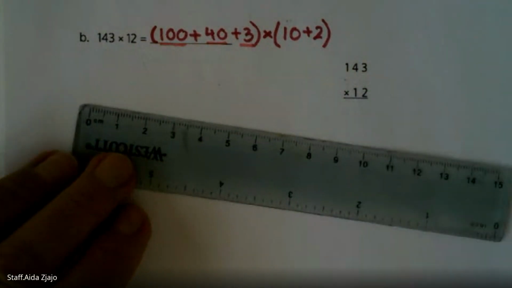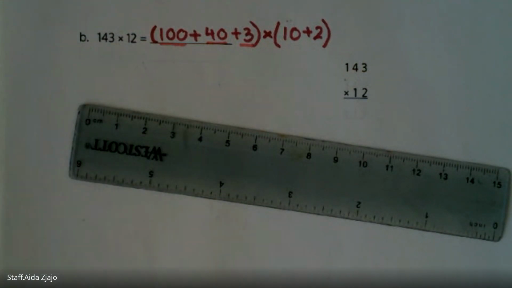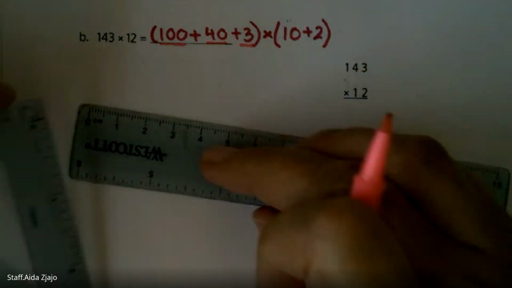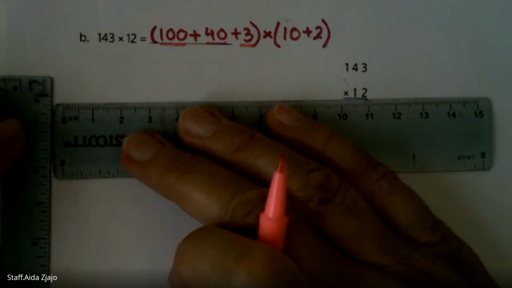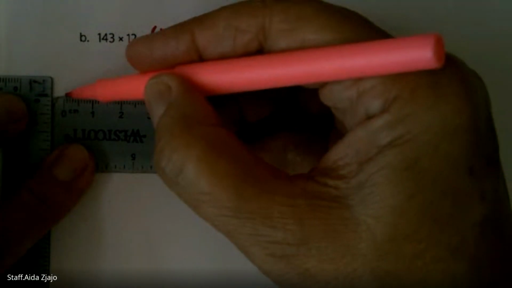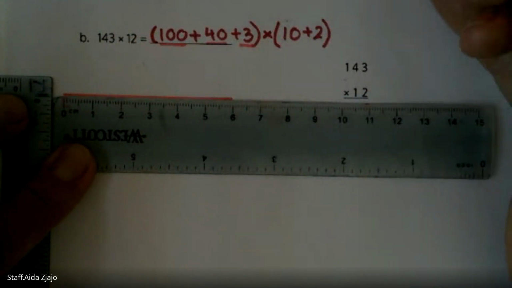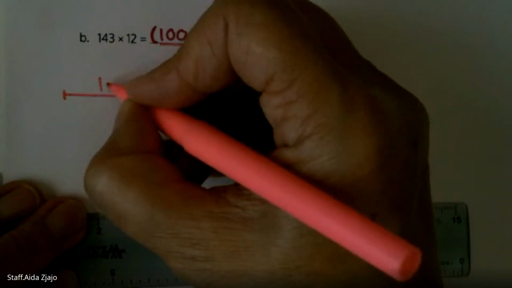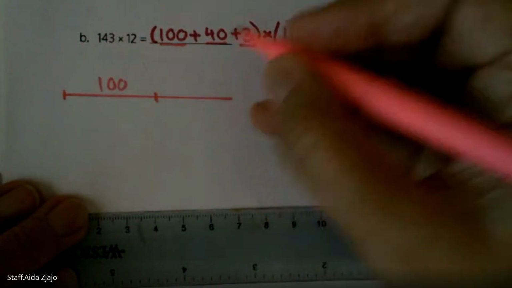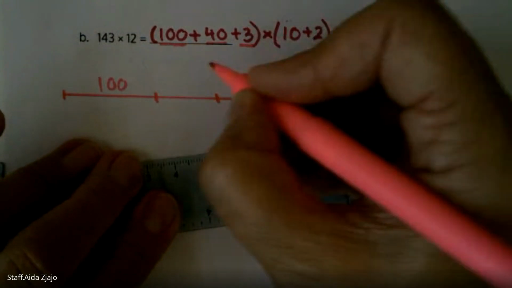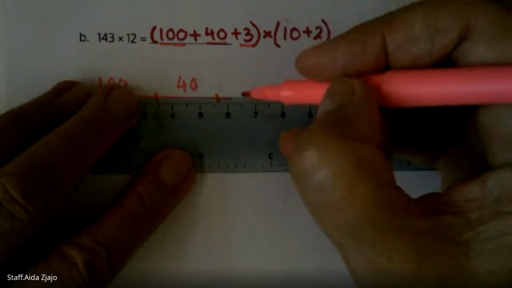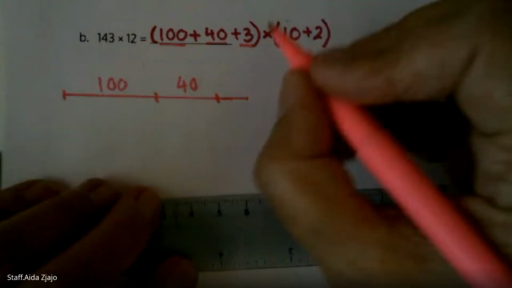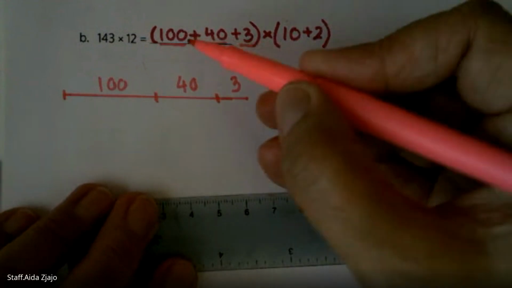So let's use my rulers. Okay, so I need now 3 lines here. If this is a line, I'm going to say, okay, from here to here it's going to be my 100. And then from here to here is going to be 40. I'm going to add a little bit more for 3. I'm going to do 3 here. So now I have 140 and 3.